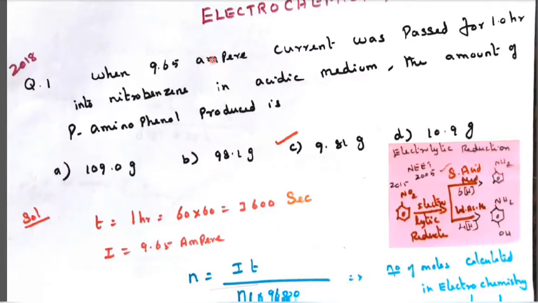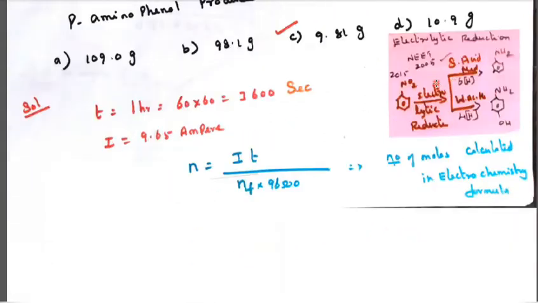Now let us see, current is given and time is given. Time equals 1 hour, so convert into seconds, 60 into 60, 3,600 seconds. And current 9.65 ampere is given. We know the number of moles means weight by molecular weight.